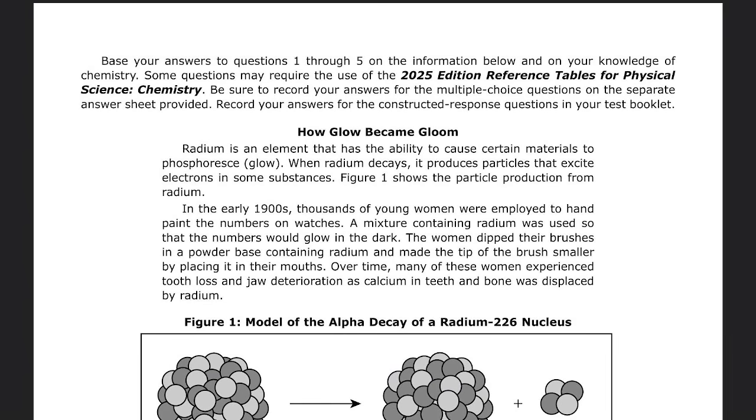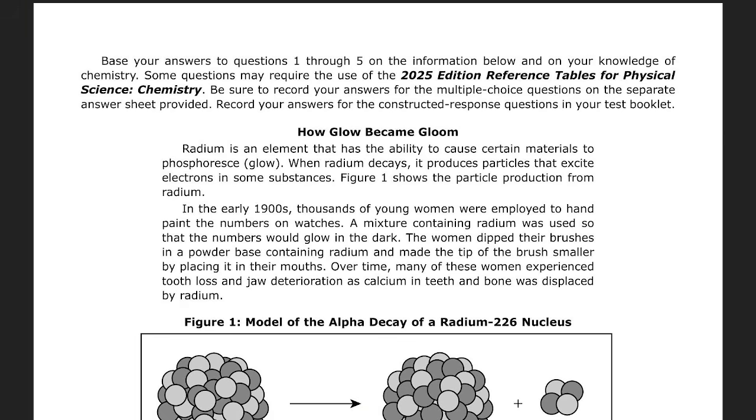So the first cluster is how glow became gloom. Radium is an element that has the ability to cause certain materials to phosphoresce or glow. When radium decays, it produces particles that excite electrons in some substances. Figure 1 shows the particle production from radium.